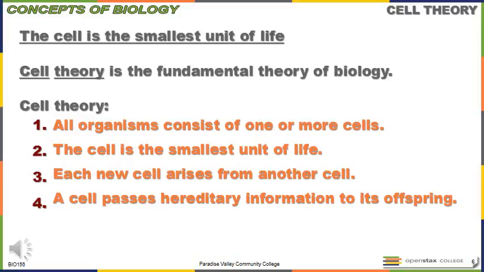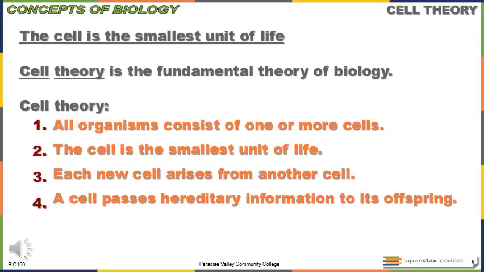As you can see here, there are 4 tenets of the cell theory that you should know. The cell theory states that all organisms consist of one or more cells. The cell is the smallest unit of life. Each new cell arises from another cell, and a cell passes hereditary information on to its offspring.